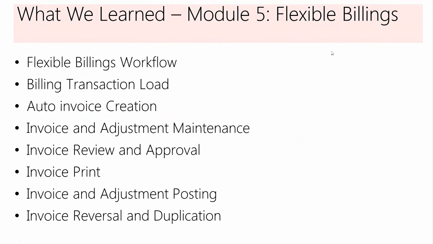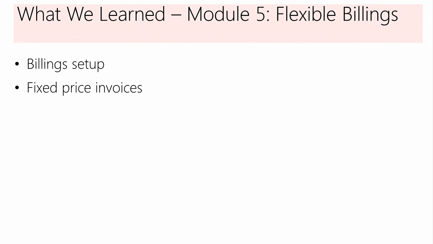Let's review the things we learned in this module. We learned about the general flexible billings workflow. We talked about all those pieces related to that workflow, which is transaction load, auto invoice creation, making changes in invoice and adjustment maintenance, also invoice review and approval where we can approve the invoice before it's posted. That step is optional. Then we can print the invoice as well. We can post it, and then we can do reversal and duplication for items that were created incorrectly and need corrected. We also talked about billing setup and various options for fixed price invoices.